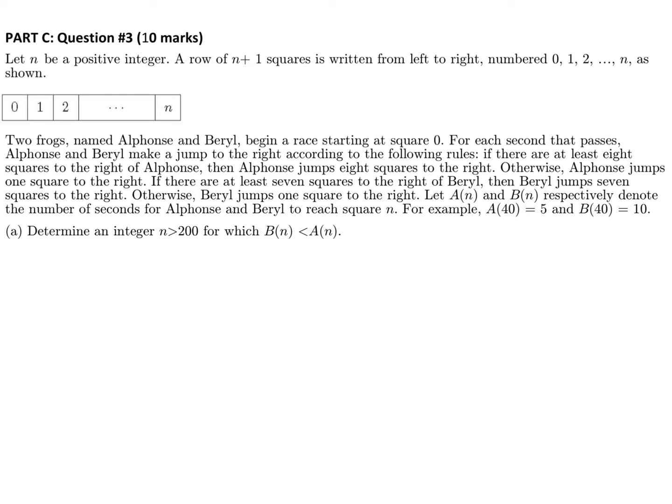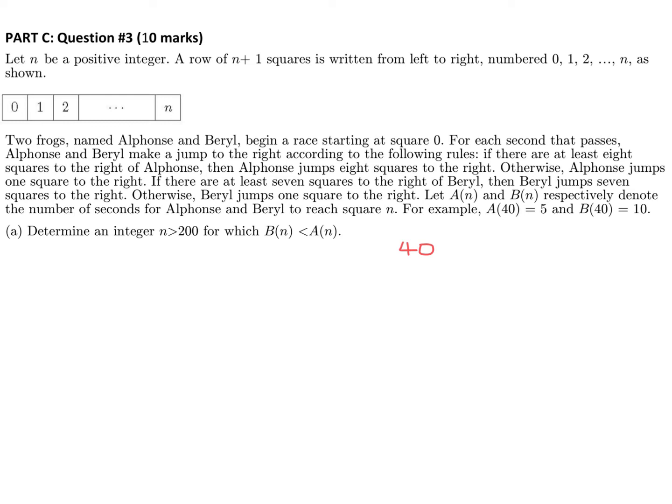So let's explain this question first. Why is A40 equal to 5? What does that mean? That means for Alphonse to jump through 40 of these squares takes him 5 seconds. Why is that? He starts, and there are 40 squares he has to go through.